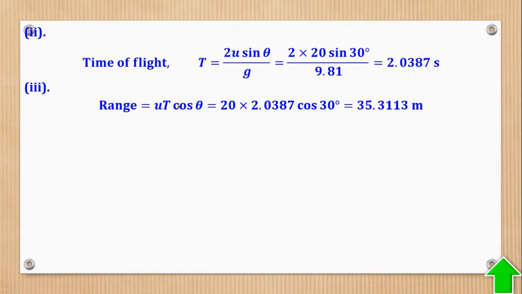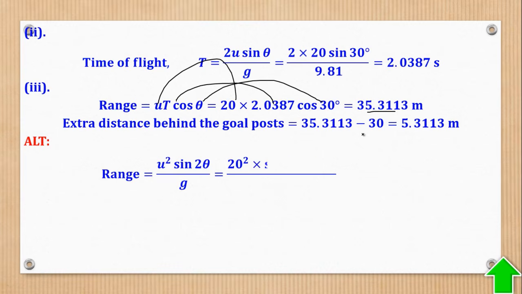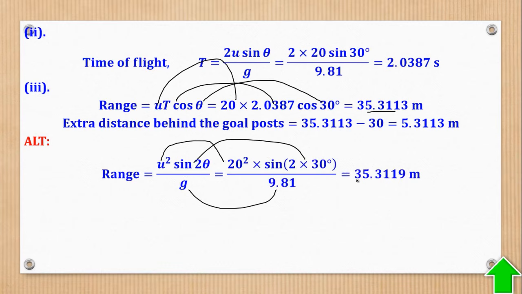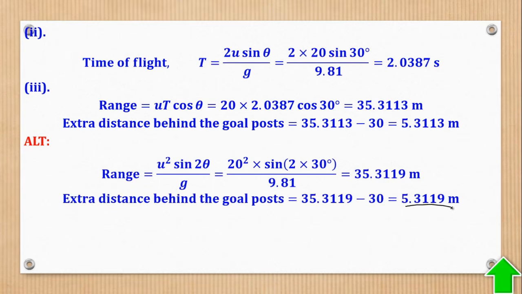I can use this formula u t cos theta to substitute for u, for t, which is time of flight, and the angle to come up with this. That means that the extra distance will be got by subtracting. That is one way. You can also use the formula for range, which we derived, of u squared sine 2 theta over g. Substitute for u, substitute for theta, and for g to come up with this. It is slightly different, but both will be marked. So whatever you use, it is okay. Therefore, the extra distance in this case will become this. So any of these two is okay.